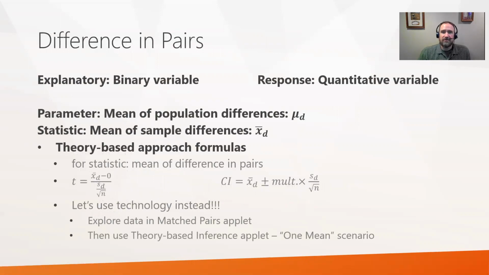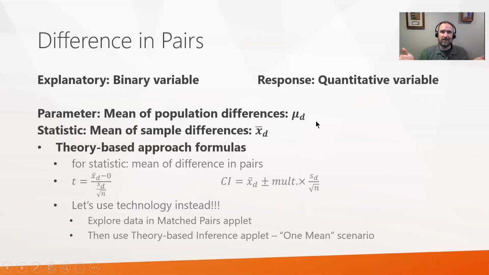What does a theory-based approach involve? I'm going to show some of the things under the hood here. These are formulas that in the past have often been used by hand, but we'll use technology instead. But I do want to highlight how this really lines up with the things we've talked about before. So if our explanatory variable is a binary variable and our response is quantitative, and we have this paired design where the two responses are paired together in a meaningful way, then this is what we're going to be looking at. Our parameter is going to be the mean of the population differences. So the mean, and D stands for differences.